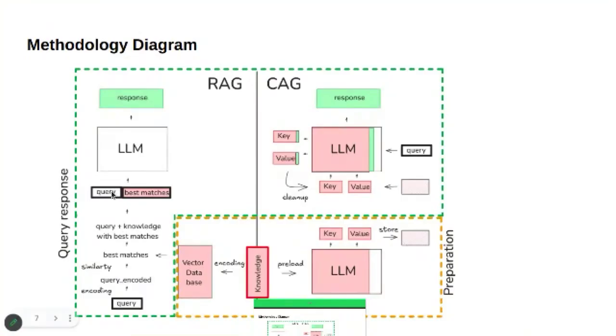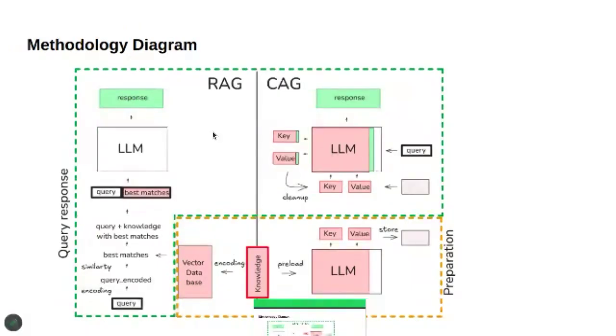So this is the Q and this is the CKV. The substitute for the CKV, or the key value cache format that is fed in, is the knowledge. So we have best matches here, knowledge with best matches. It's fed into the model with a query, and we get a response through the LLM or the Llama.